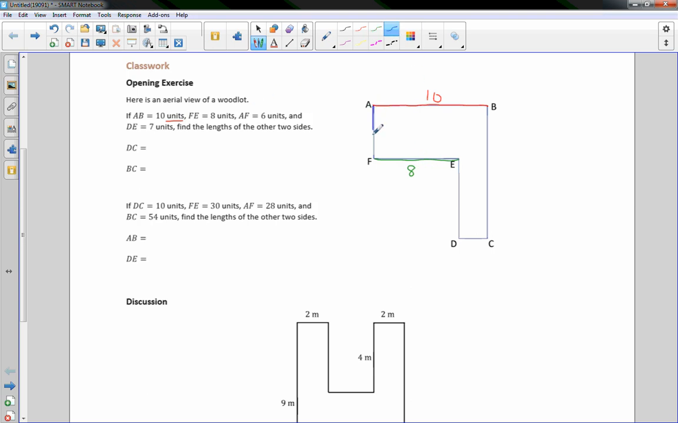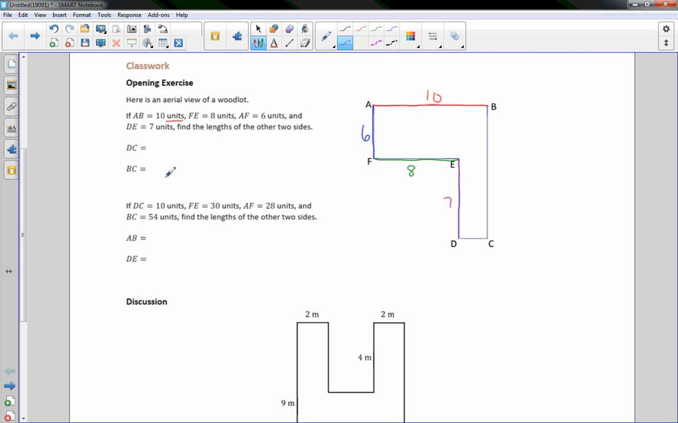I'm just going to label all the givens. AF, which is right here, is 6. And DE is right here. That is 7. Okay. So those are all the pieces that they give us. We don't know the length of BC. We don't know the length of DC. And that is what they're asking.